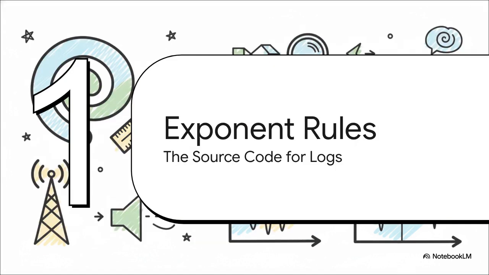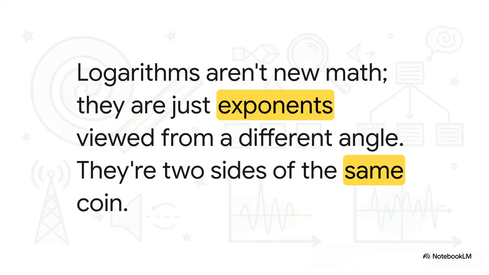So let's get into it with exponent rules, which I like to think of as the source code for logarithms. Because really, to get logs, you have to remember their inverse, their other half, exponents. This right here, this is the whole key. If you can get this one concept, I promise everything else is going to click into place. A logarithm is just answering a question. It's asking, hey, what exponent do I need to raise this base to in order to get this other number? They're just two sides of the very same coin.